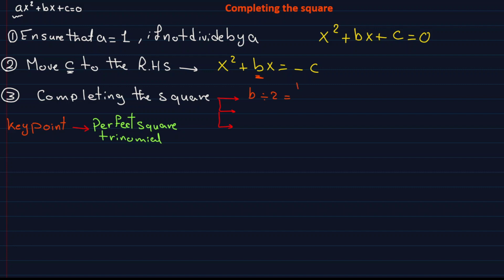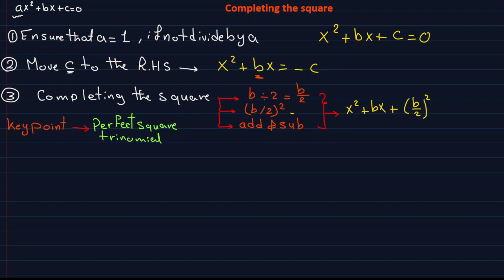It will give you b over 2. Next step, square this. You're gonna have b over 2 squared. Third step, add and subtract this to the equation in order to have balance. And that will lead us to x squared plus bx plus. Now we're gonna add and subtract b over 2, all of that squared.